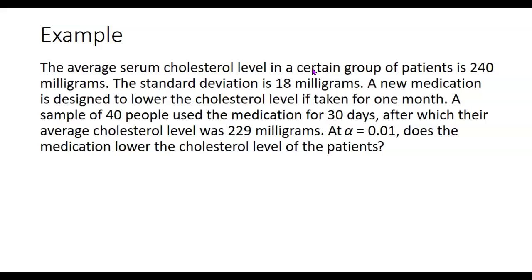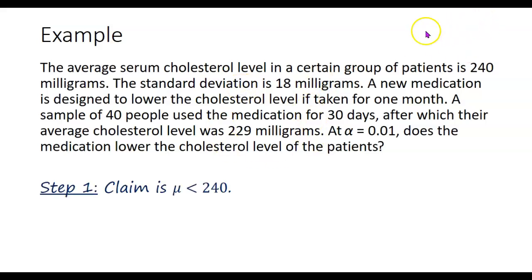So we're going to work through the 5 steps of a hypothesis testing problem. And where it says the standard deviation is 18 milligrams, that'll be the standard deviation in general, just for the whole population. That's not just specific to this sample. So we do know the population standard deviation, therefore we are doing a z-test.